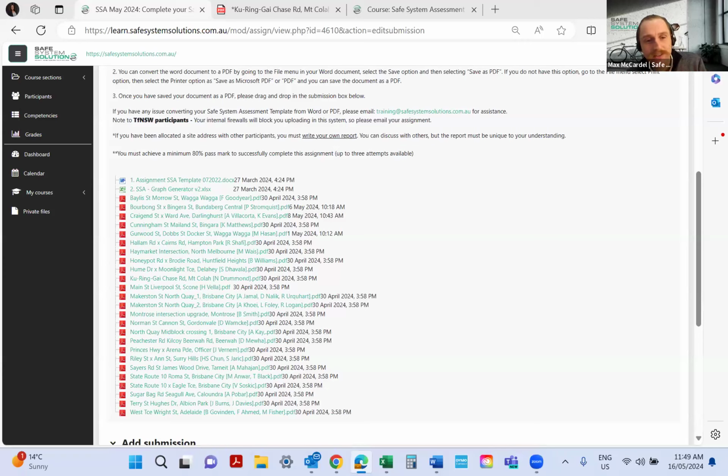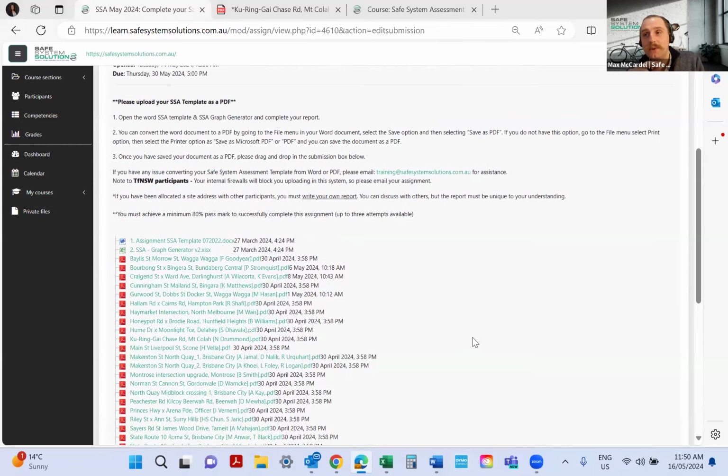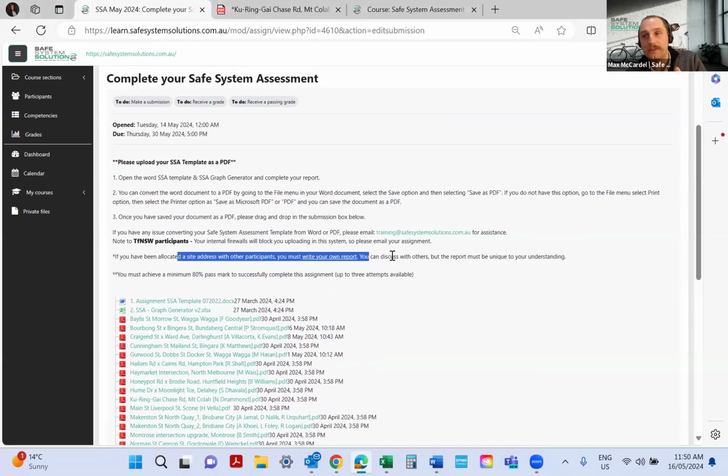If you've got, like some people have got the same site, so one site has multiple people, we still need to see individual reports. So we need individual assessments. You're welcome to talk about it as a team. You're welcome to go out to site as a team. No issues there. But we can't have you just copying and pasting the same assessments because we need to grade you individually.